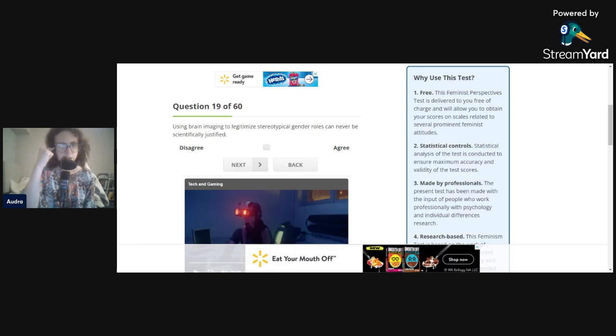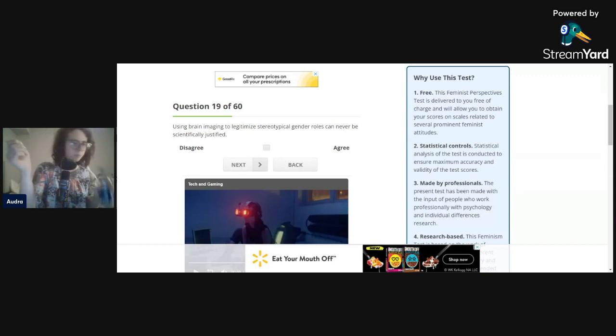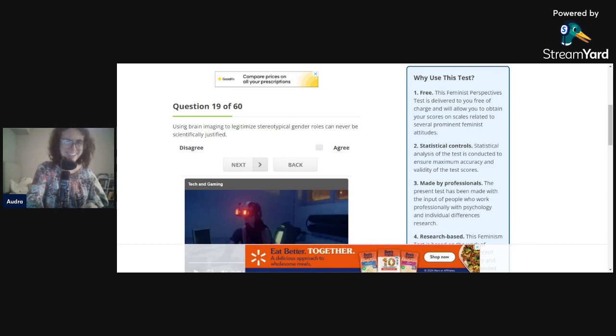Using brain imaging to legitimize stereotypical gender roles can never be scientifically justified. How do you legitimize stereotypical gender roles through brain imaging? I think I strongly agree with that. Yeah, I just have to look more into that. I'm not even sure how you would go about doing that.